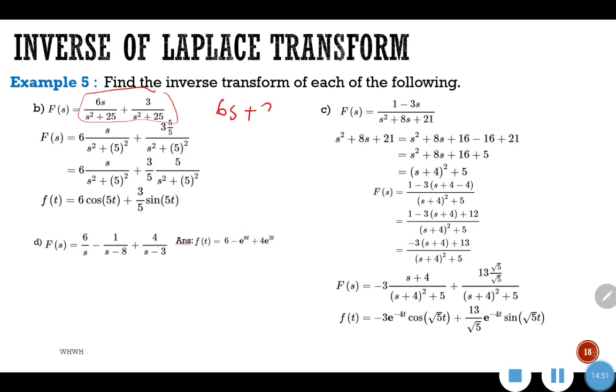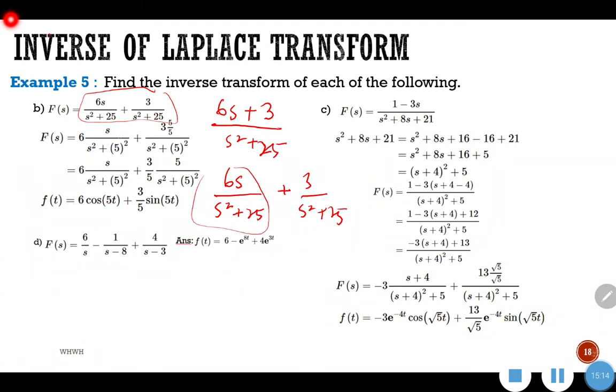If it was written like 6s plus 3 over s square plus 25, it looks like, oh no, 6s plus 3 on top, haven't seen this before. But the fact is you can separate this into 6s over s square plus 25 plus 3 over s square plus 25. Right? So in this case you are more familiar with this, and it's easier for you to solve the rest.